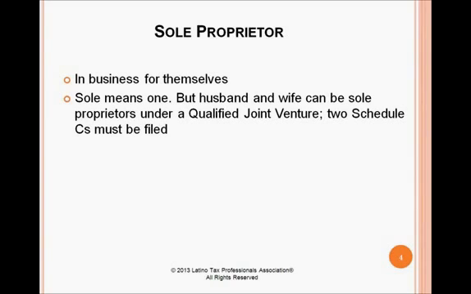It means one. There is an instance where both husband and wife can be sole proprietors under a qualified joint venture. I have several clients like this where they both work the business, perhaps a small restaurant, and they don't incorporate. It is still considered a sole proprietor. However, for each one to get their fair share of Social Security and Medicare benefits later on, 2 Schedule Cs must be filed.